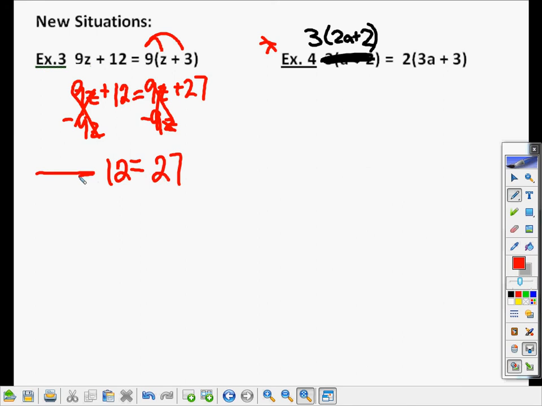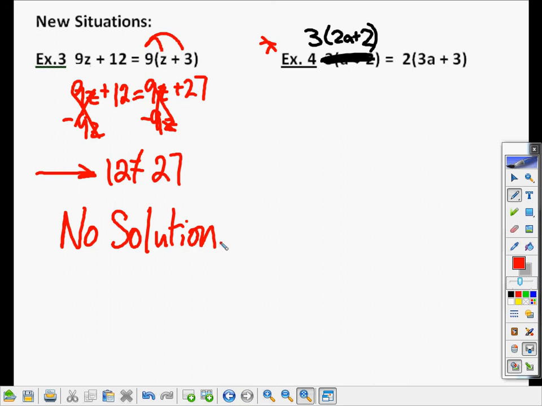Now when your variables eliminate each other and they disappear, you end up with an equation that is a false statement, that 12 does not equal 27. This equation has no solution. It's a special case of an equation that cannot be solved and have a solution.